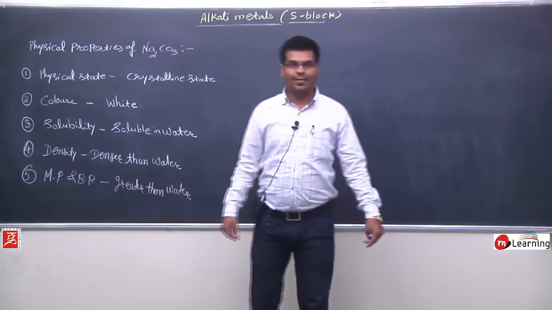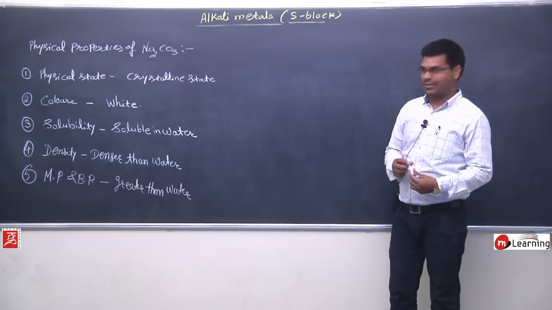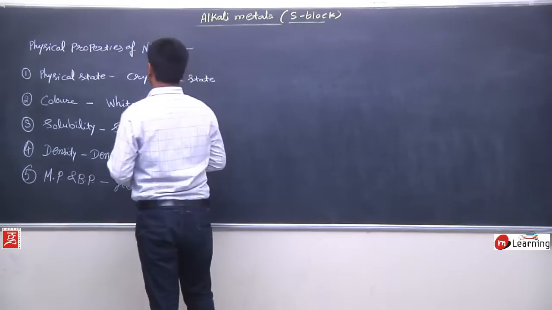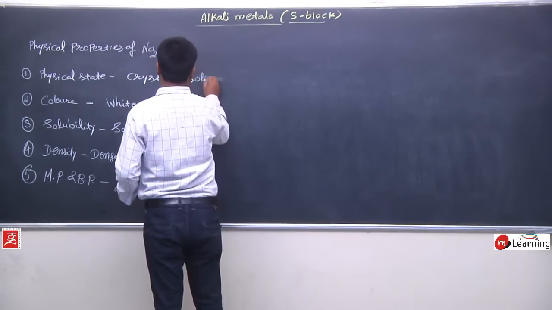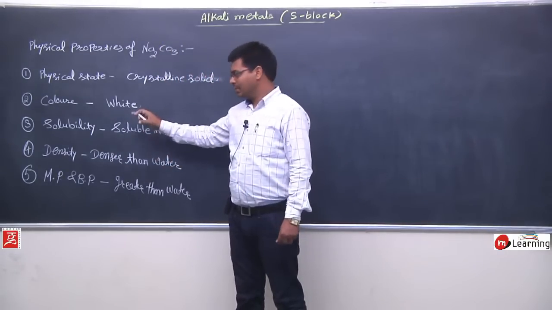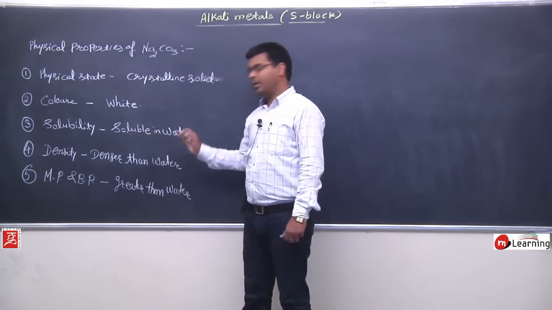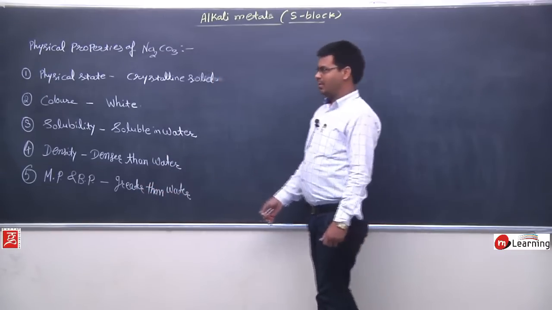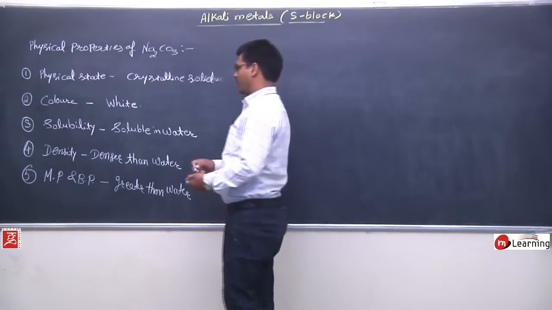Few important topics of physical properties of sodium carbonate or soda: number one, physical state, crystalline state or crystalline solid. Color, white in color. Third, solubility, soluble in water, completely dissolved in water. Density, denser than water, and melting point and boiling point are greater than water. So these are some physical properties of sodium carbonate.